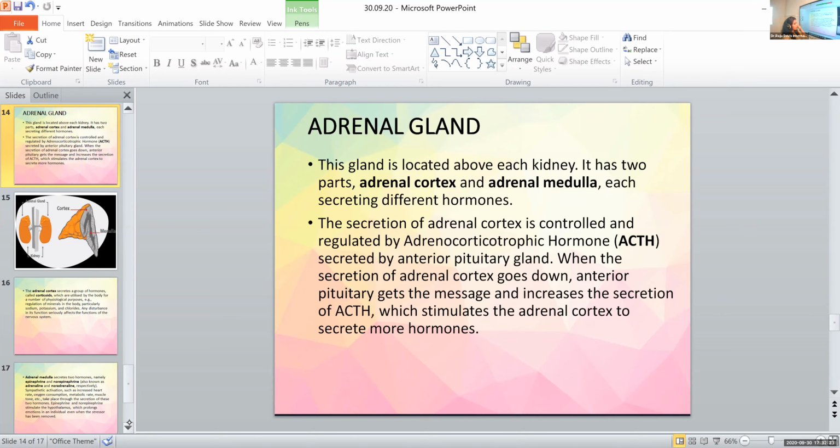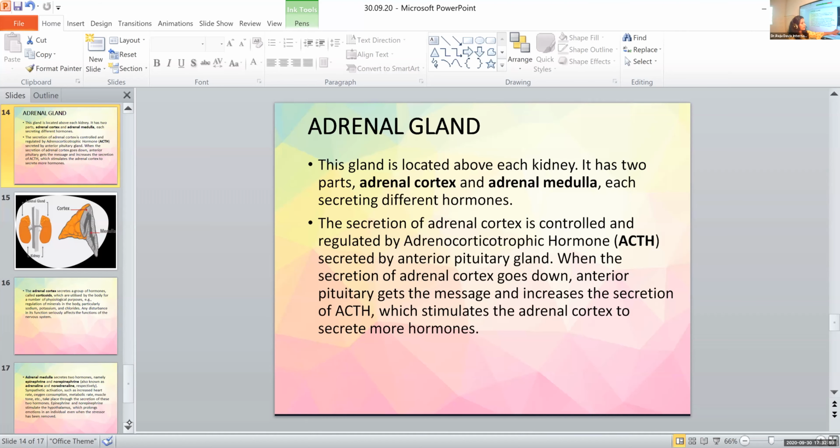Just like the spinal cord, we saw the gray matter as well as white matter, right? In the place of white matter, we have the adrenal cortex, and in the inside part, just like the gray matter, we have the adrenal medulla. The secretion of the adrenal cortex is controlled and regulated by adrenocorticotropic hormone secreted by the anterior pituitary gland. When the secretion of the adrenal cortex goes down, the anterior pituitary gets the message and increases the secretion of ACTH, which stimulates the adrenal cortex to secrete more hormones.